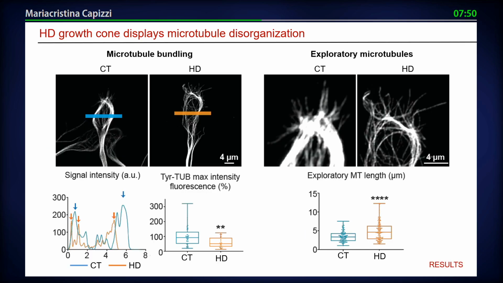So here the microtubules are labeled, and what we saw is that the microtubules in the growth cone of HD neurons were completely disorganized, not able to form a bundle. Also at the level of the peripheral domain, the exploratory microtubules, which are the single microtubules invading the peripheral domain, were really longer and not organized as in the control. So there was indeed a defect of the microtubule cytoskeleton per se.